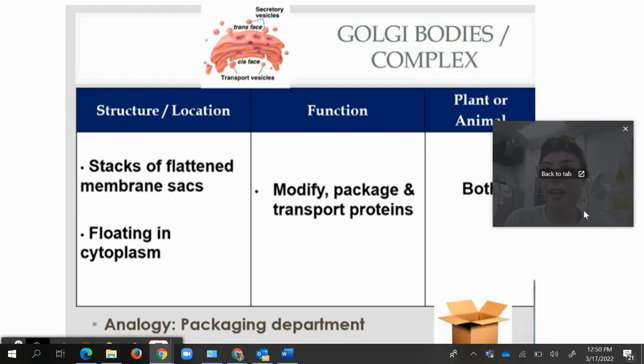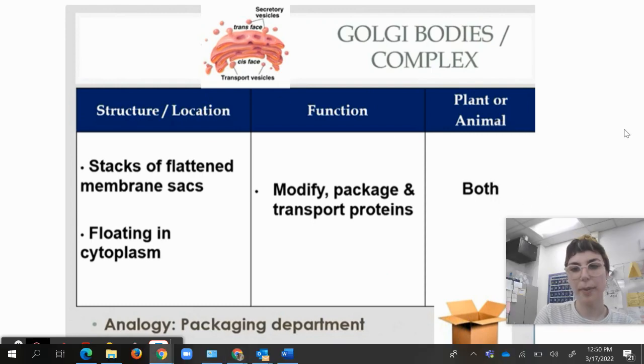Okay, so now let's talk about the Golgi body or the Golgi complex. It's kind of called both. It's a stack of flattened membrane stacks. It kind of looks like squished up pancakes all stuck together. It floats around in the cytoplasm, so it's not directly connected to anything, but it does often get packages from that endoplasmic reticulum. Basically, what it does is it takes things that get built and it makes sure that they are locked and loaded and they're perfect for use in the cell.